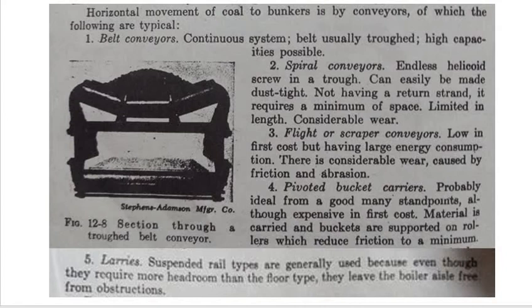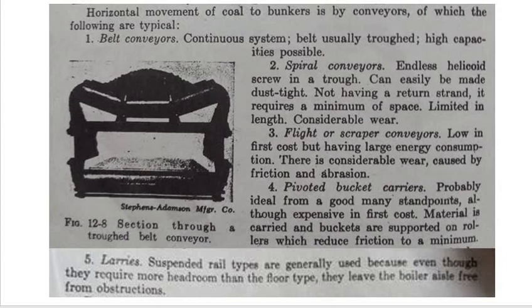Endless helicoid screw in a trough can easily be made dust tight, not having a return strand, and it requires a minimum of space, but is limited to considerable wear. Third, flight or scraper conveyors, low in first cost, so it's cheaper, but the disadvantage is it consumes a large amount of energy. There is considerable wear caused by friction and abrasion.